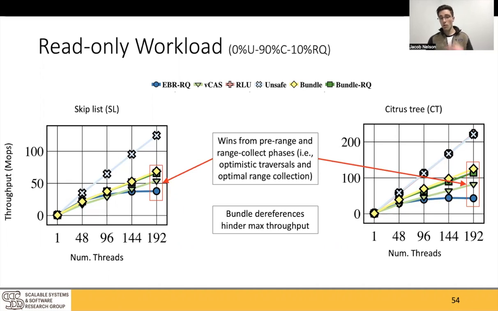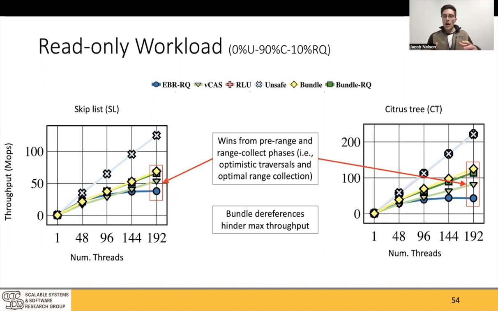However, in contrast to RLU, which has much better performance in terms of the read-only workload, our technique has the overhead of bundle maintenance and dereferences, in this particular case, dereferences. And so we aren't able to capture the full performance of unsafe.